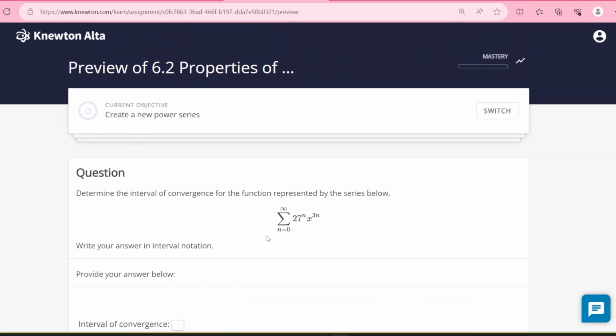Okay, so the first objective I'm seeing here is called Create a New Power Series. Now, we did something similar to this in the section 6.1 video. So if you go back to the section 6.1 video, you'll see some problems where I'm doing this as well. And in all these problems here, we're going to take advantage of the fact that we know about geometric series and when geometric series converge.